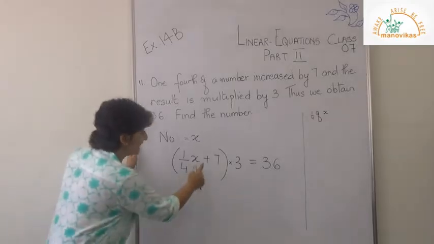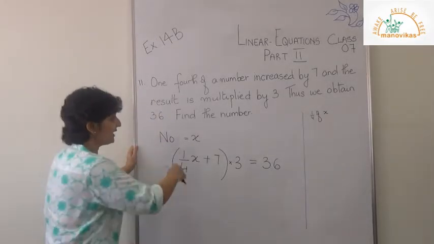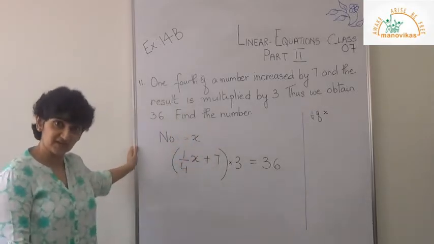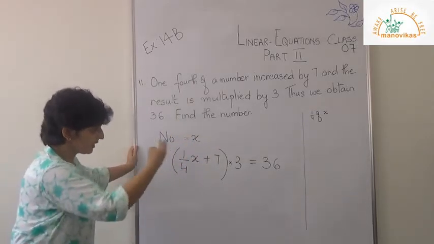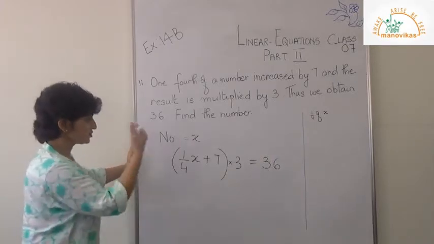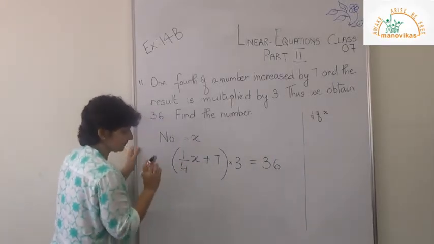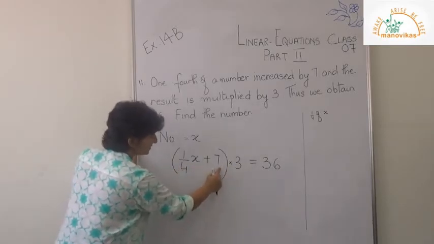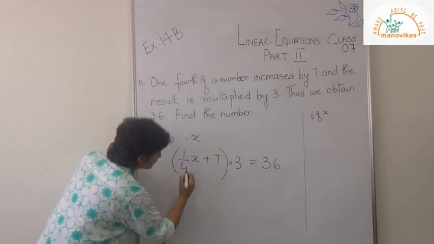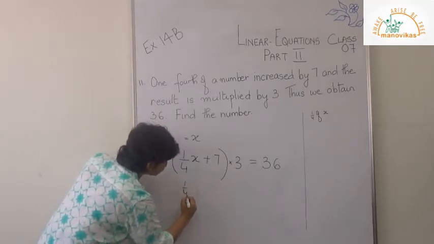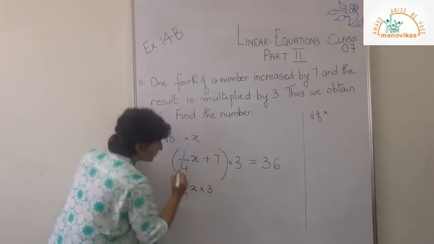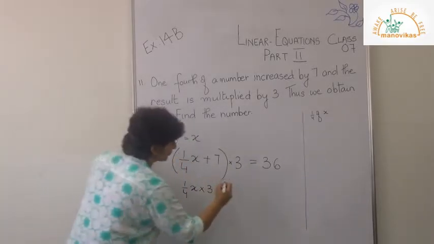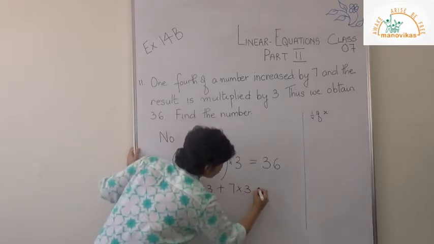1/4 of a number increased. So, plus. Increased by 7. Whatever result I get is multiplied by 3. Thus, whatever I solve, my answer should be 36. So, let's solve it. Now remember, you have to multiply this into 3 plus this into 3. So I get 1 upon 4x into 3. Alright? Plus 7 into 3. Correct?